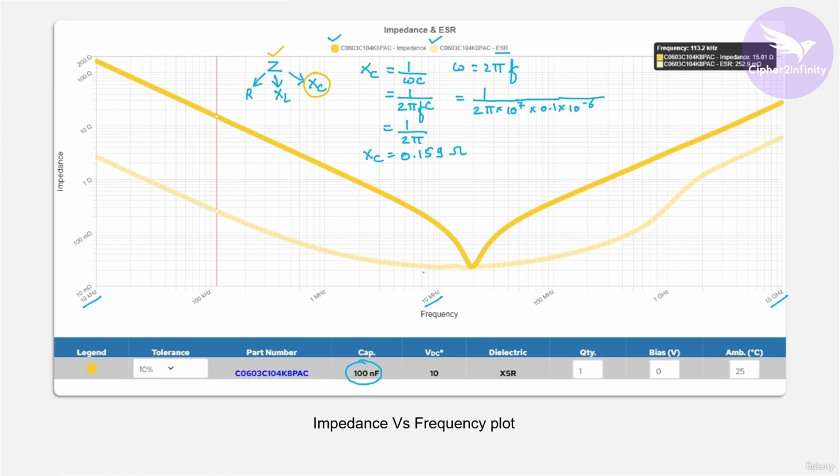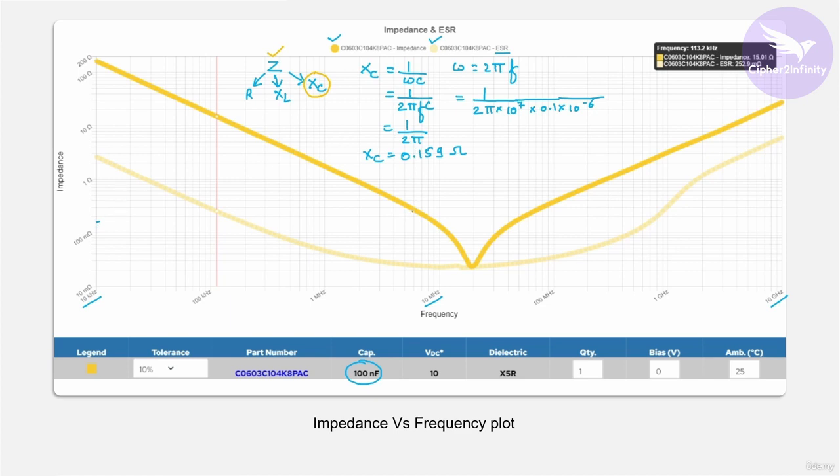If you see the value for the impedance at this particular frequency, then you will find that the impedance value is near to this value, Xc equal to 0.159 ohms. You can see the impedance value at this particular frequency is somewhere around 159 milliohms. And as we discussed, the impedance is mainly contributed by the capacitive reactance, and the effect of the rest of the two components is going to be less. So that's the reason, just by doing the calculation for the capacitive reactance, we got this particular value, which is close to the impedance value.